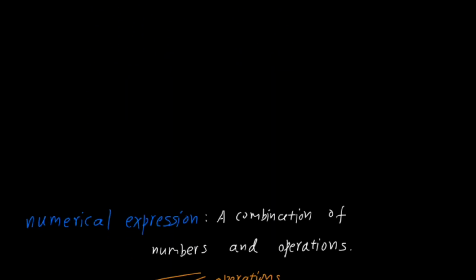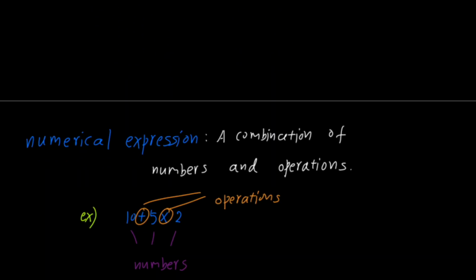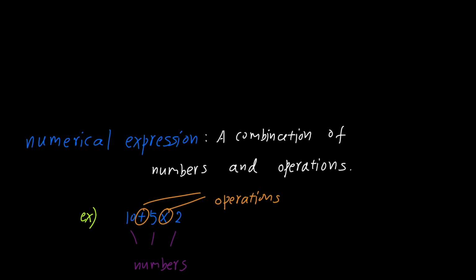Following that, let's recall that in a previous lesson we learned about numerical expressions. It's a combination of numbers and operations. So let's say we have 10 right here, and we have 5, and we have a 2. There are three numbers, and we also have operations right here. Because it's a combination of numbers and operations, we call it a numerical expression.